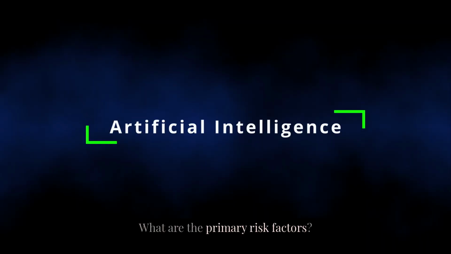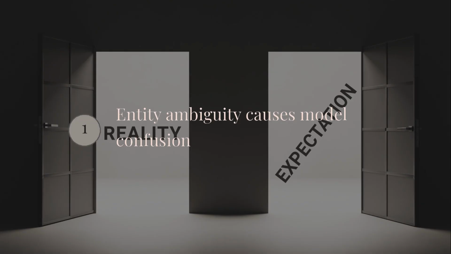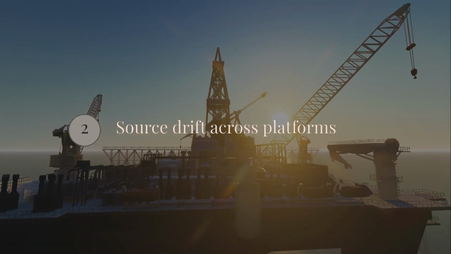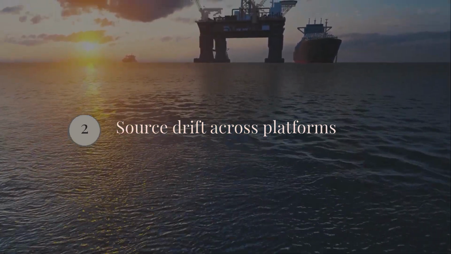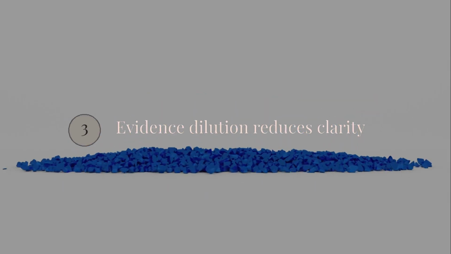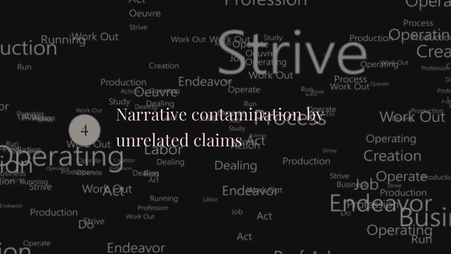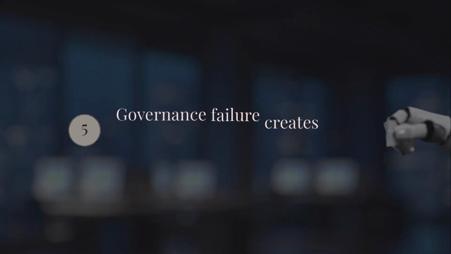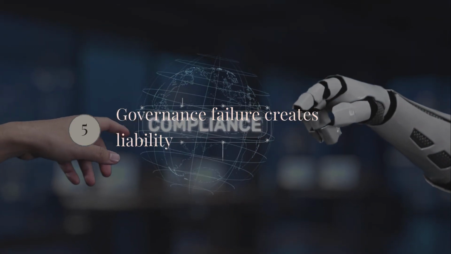What are the primary risk factors? Entity ambiguity. Similar names, vague descriptors, and inconsistent definitions increase model confusion. Source drift. Different platforms describe the same entity using different attributes or chronology. Evidence dilution. Too many weak supporting pages can reduce clarity instead of improving trust. Narrative contamination. Unrelated controversies, keywords, or entities can become semantically attached. Governance failure. Claims without provenance, ownership, or review protocols create long-term liability.